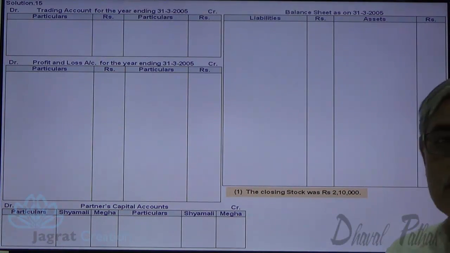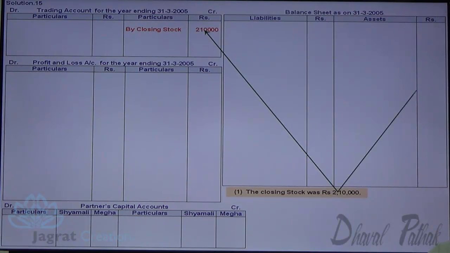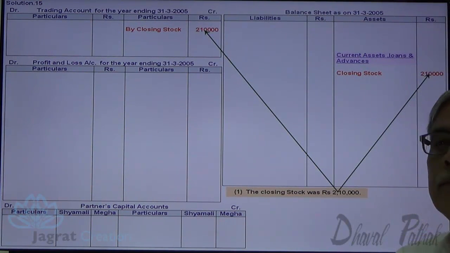I start with the first adjustment. Closing stock 2,10,000. What is the effect? Trading account credit side, balance sheet asset side.